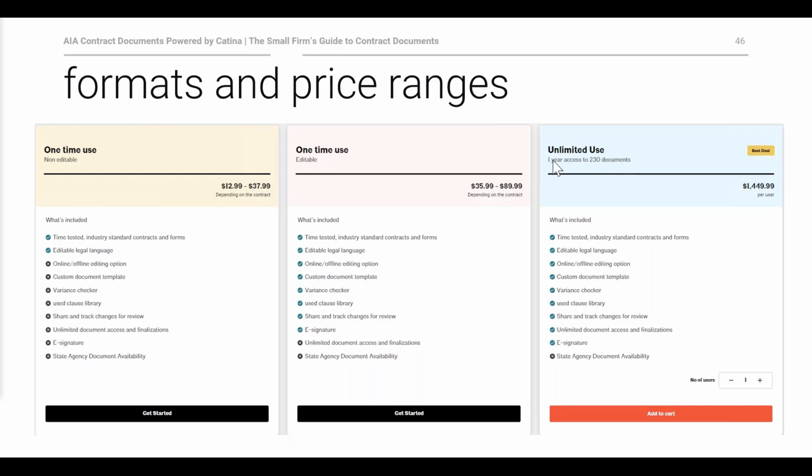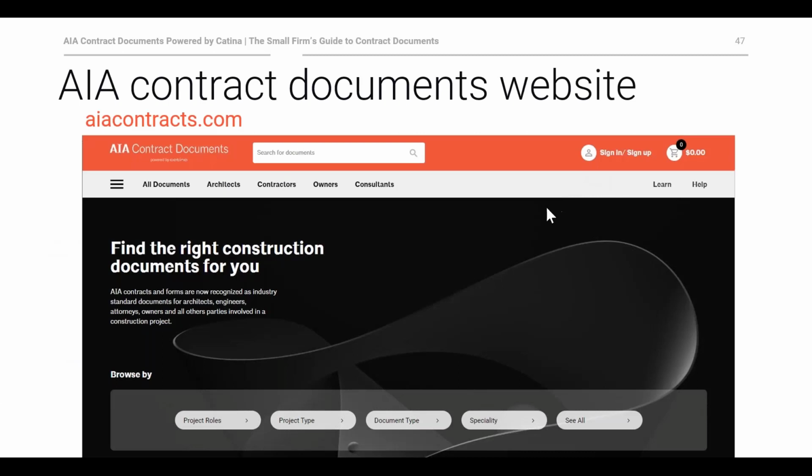And then we have an unlimited access annual subscription. You can do individual or multi-user licenses available. This gives you access to over 200 agreements and forms, fully editable. You can make custom documents, and if you're an AIA member, you do receive a discount on your product.